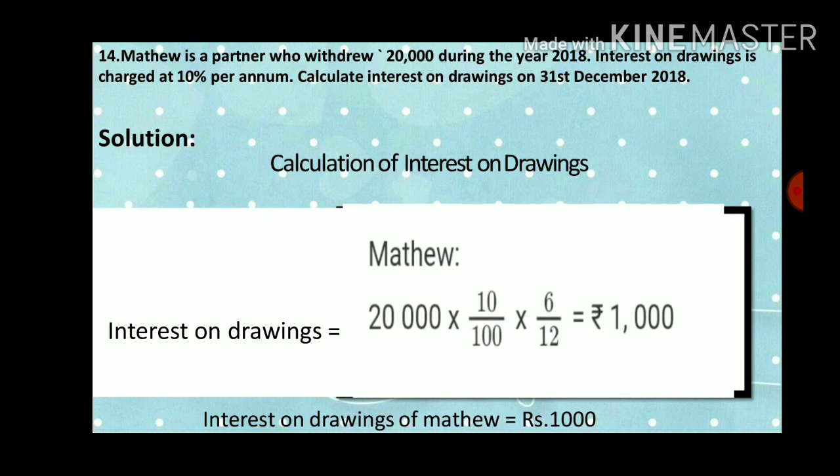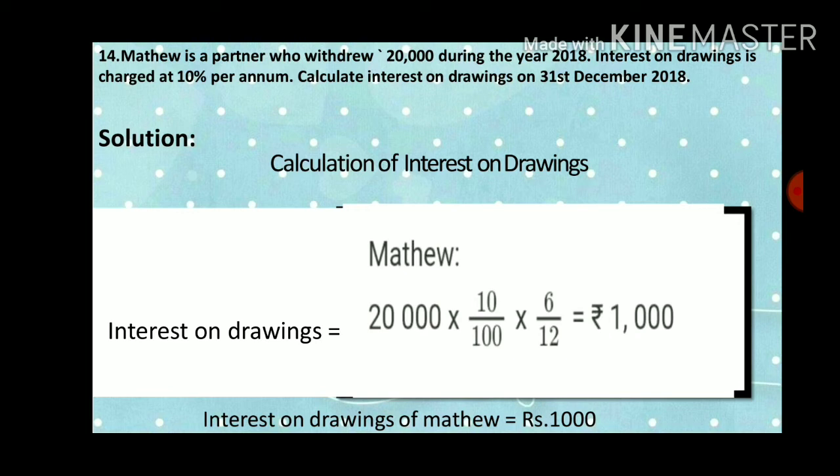6 months. So 6 months means the month is not given. The month is not given, so you will take 6 months. This is a concept. So if the period is not given in the question, you will take 6 months.